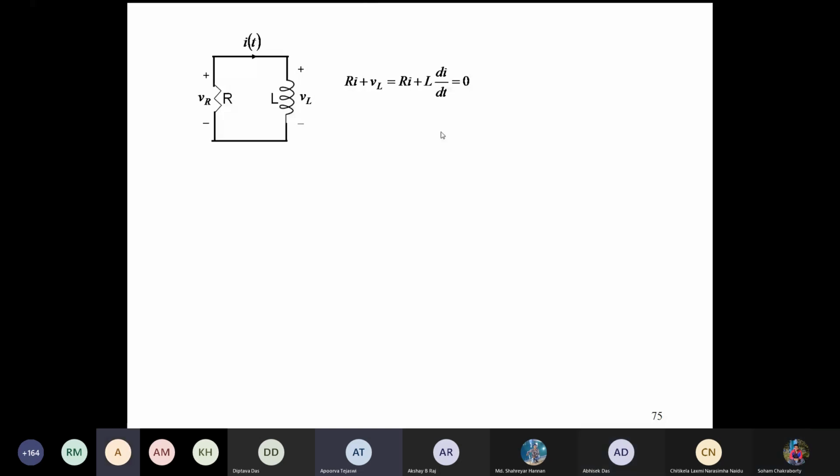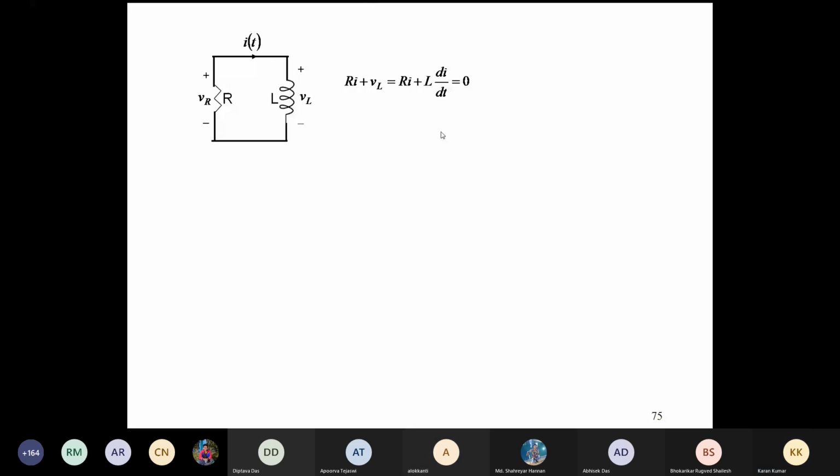So since there is no voltage source, the sum of Ri plus L di dt will be 0. And by solving this circuit under different conditions, see what type of equation this is. What type of equation? Differential. First order differential. Linear differential equation, first order linear differential.